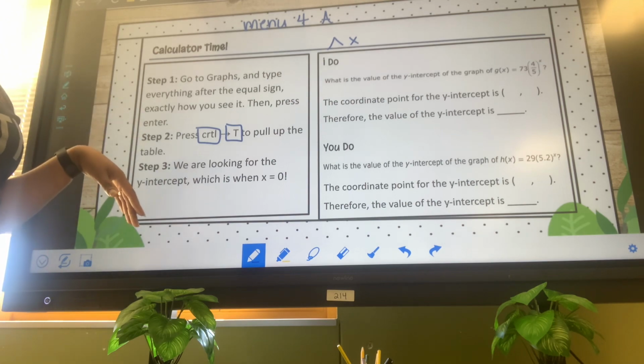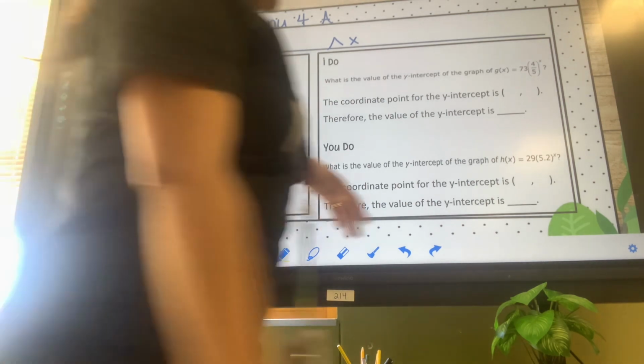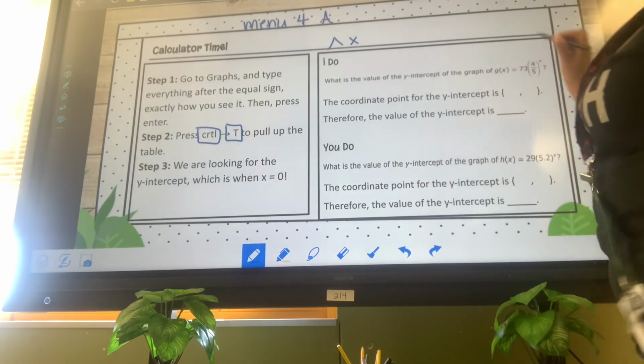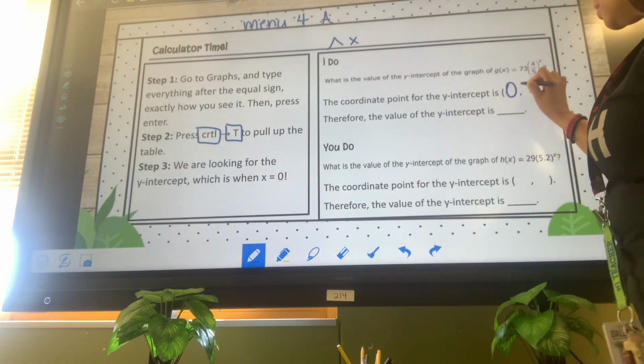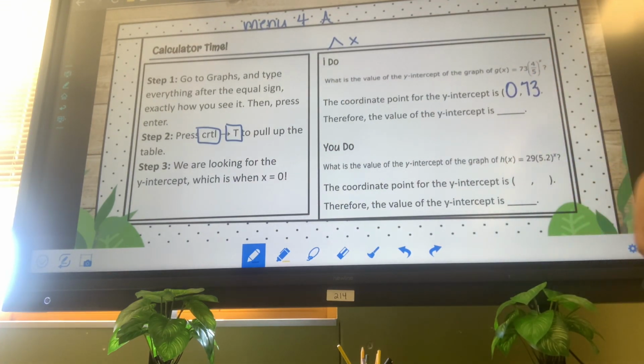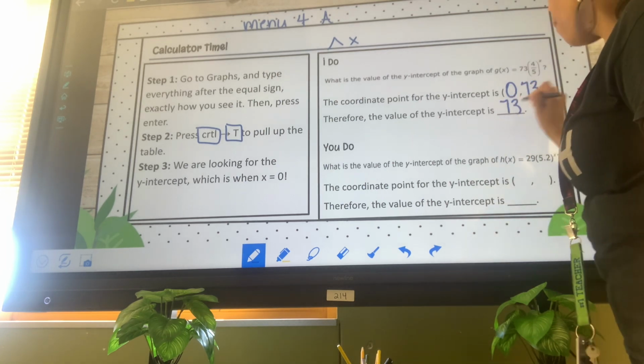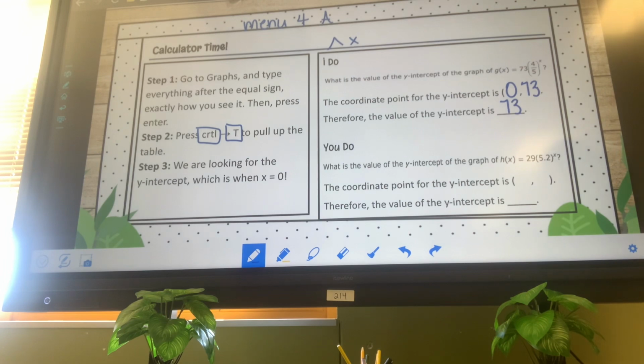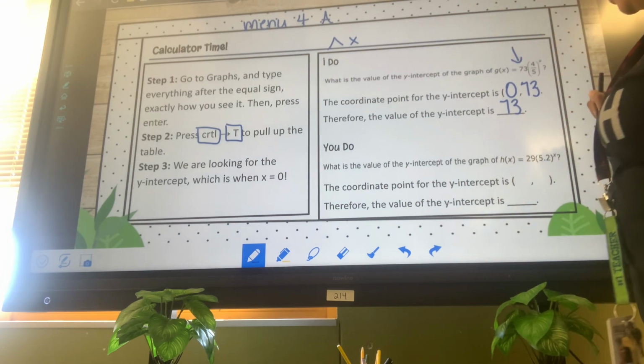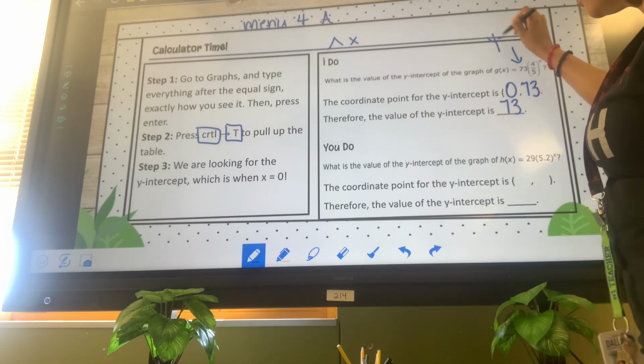You'll see your y-intercept. After you do that in your calculator, it's going to tell you that your y-intercept for this graph is (0, 73). Therefore, your y-intercept has a value of 73. If you're paying attention, you'll notice right here, that's the same number. That is your y-intercept.